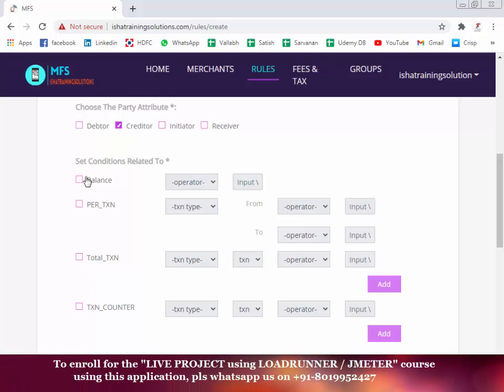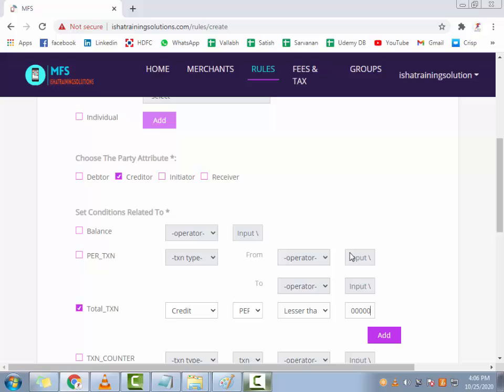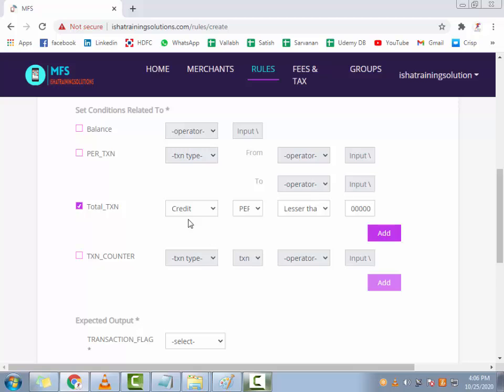Instead of saying balance, you could have no restrictions on balance, no restrictions on per transaction, but total transactions as a credit, let's say it has to be less than 100,000 per day. Per day it has to be less than 100,000. He cannot do a business more than 100,000, or he cannot take Paytm payments more than 100,000. That is the restriction you wanted to put.